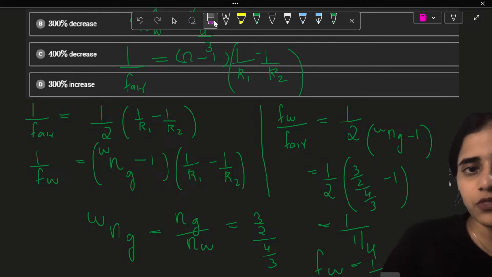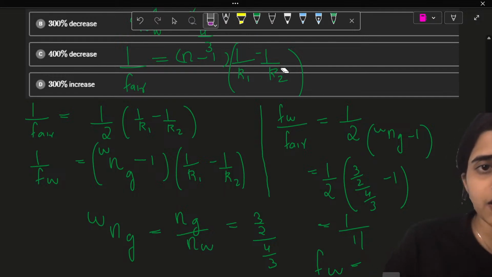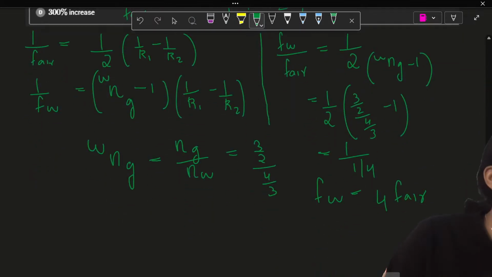1 divided by 1 by 4 is 4. F of W will be 4 into F. So this is going to be F W is equal to 4 times F.